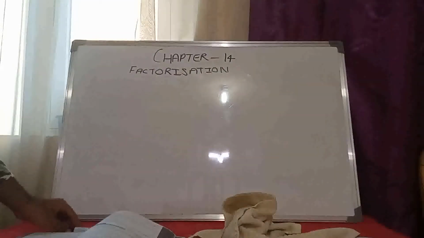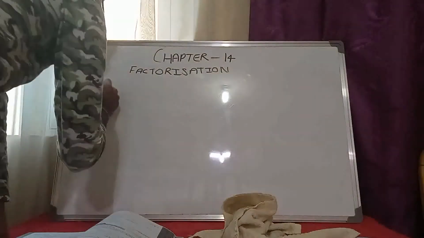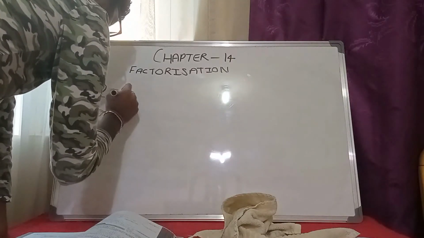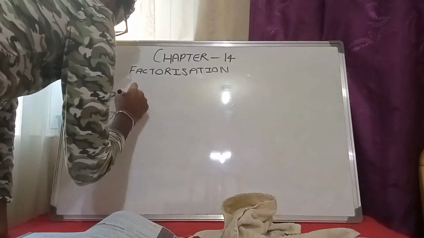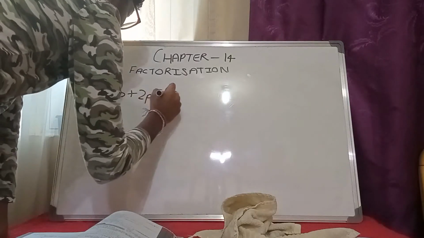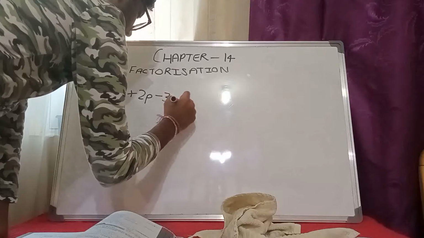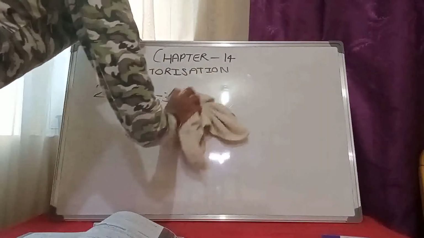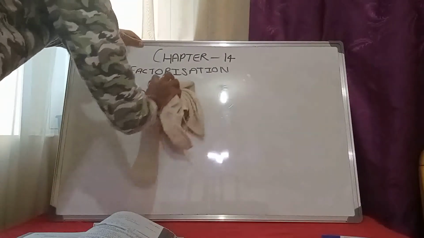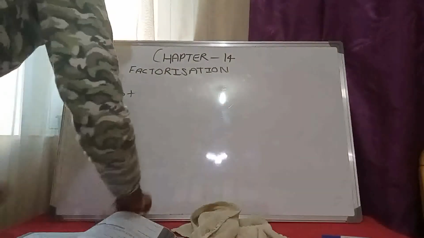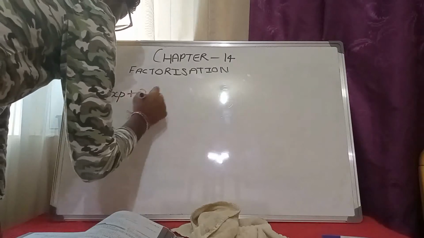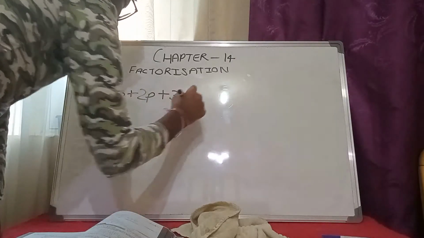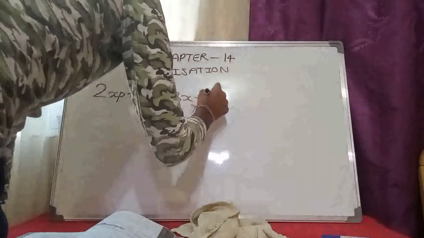So using regrouping terms, we'll take an example now. That is 2xp plus 2p minus 3q plus, we'll keep it simpler, 2p plus 3x minus 3.